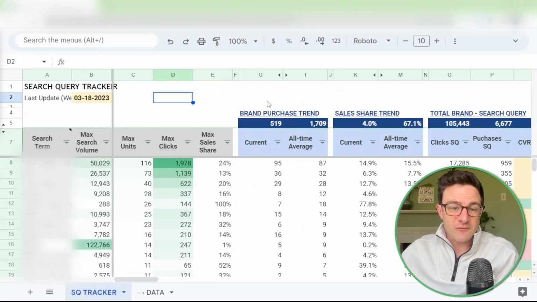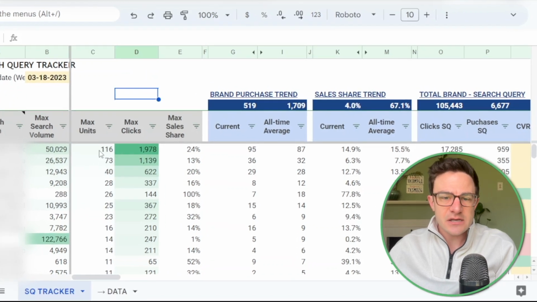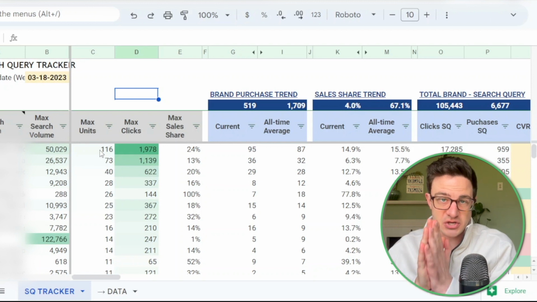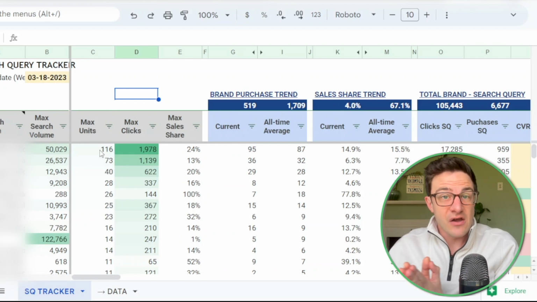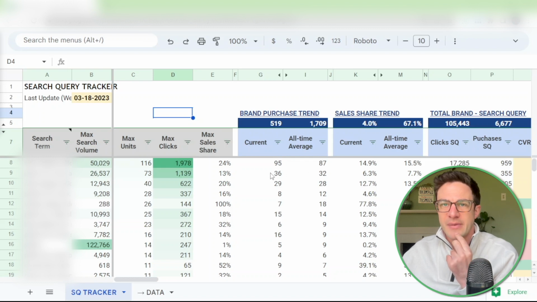So first off, all your search terms will be on the left-hand side here, right? And you're not going to see them on the screen. But this is a very important number right here. What this is, is the max amount of units that you moved in 1 week for a certain search term. So this is what you want to know. Okay, so at one point in time, I moved 116 units, right? All-time average, I do 87. Right now, I'm at 95.